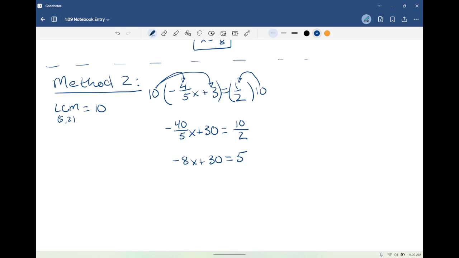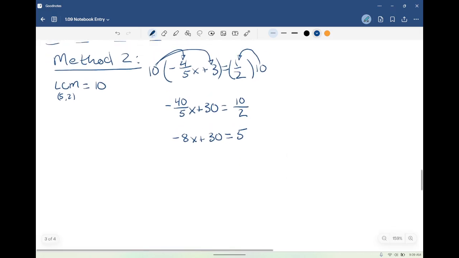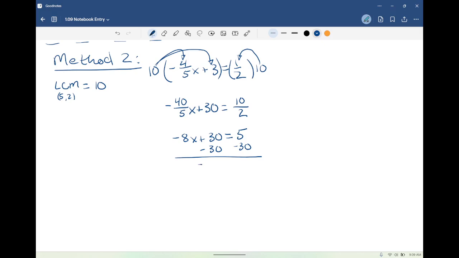And so from here, we know these steps. Okay, I've got negative 8x plus 30 equals 5. I'm going to subtract the 30 from both sides. Negative 8x is equal to negative 25. Divide by negative 8. Everybody, a negative divided by a negative is a? Good. And so I'm really going to have x is equal to 25 over 8. Do my answers match? Yeah.